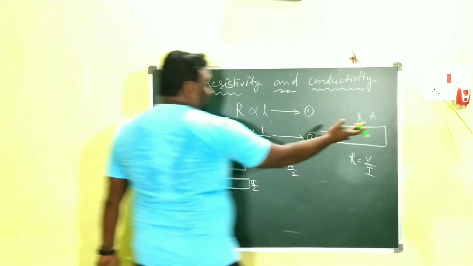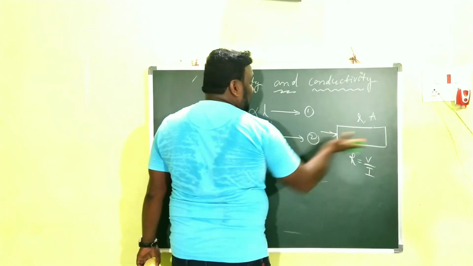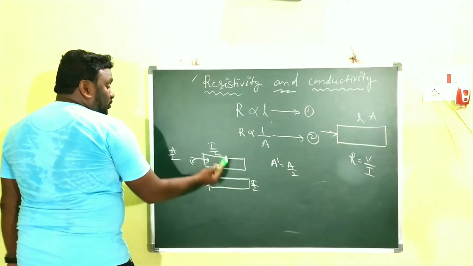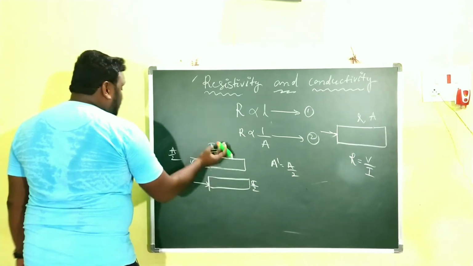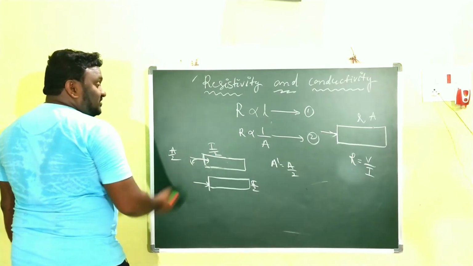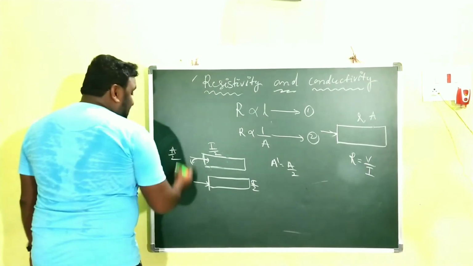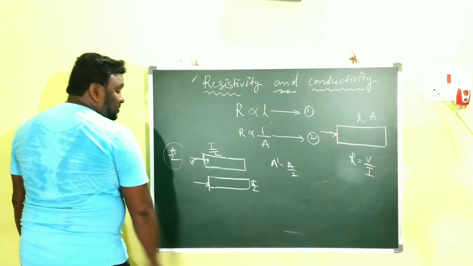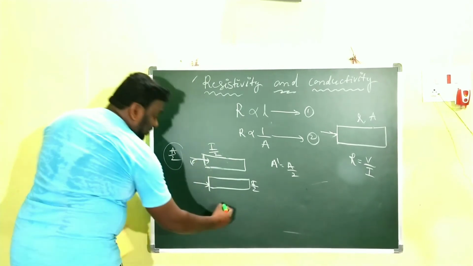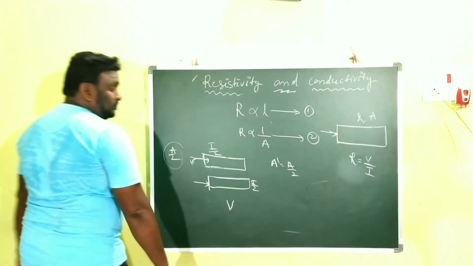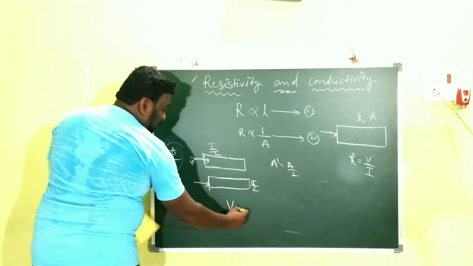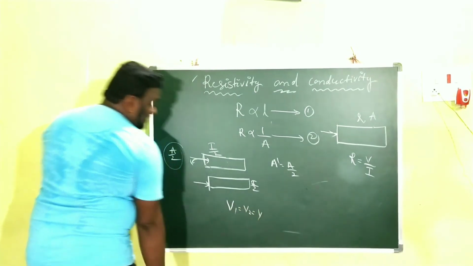When we have one slab, the current is I only because the current is moving in only one path, and the slab is divided into two equal parts along its length, placed one beside another. Then the area of cross section is divided into two equal parts. That means the area of cross section of each one is A by 2. And when they are in parallel, we have only one potential, that is V. Clear? And next, V1 is equal to V2 is equal to V. That is the relation here.